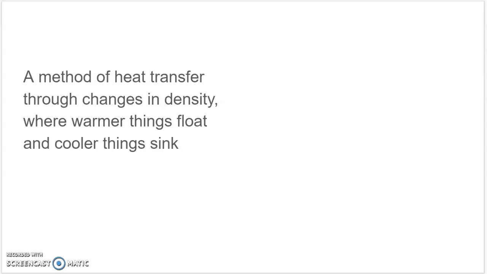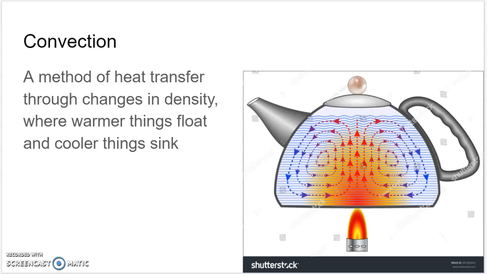What do we call the method of heat transfer through changes in density, in which warmer things float and cooler things sink? Yeah, we've been talking about this for most of the year now. It's convection. Hot things rise, cold things sink. And when it does, it creates this cycle, a current, like a convection current, like we saw in the mantle. We see these in the ocean. We also see these in the air, in the atmosphere. That's how air circulates. This is actually what causes wind.